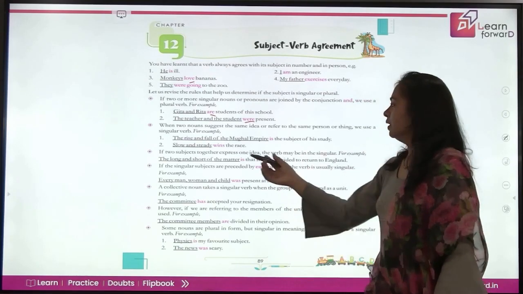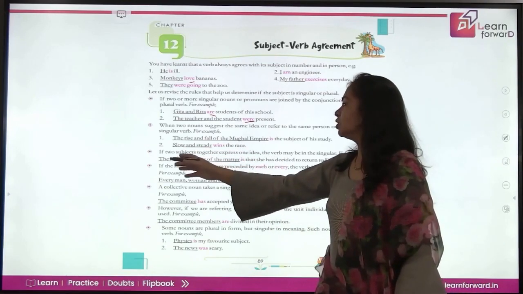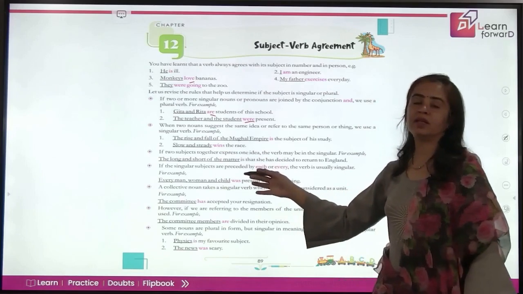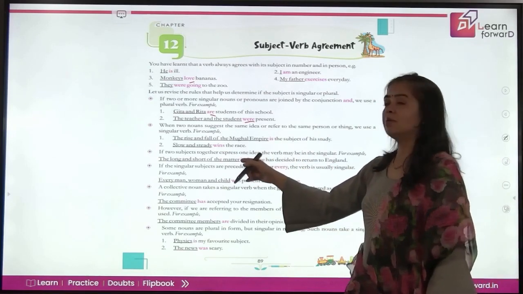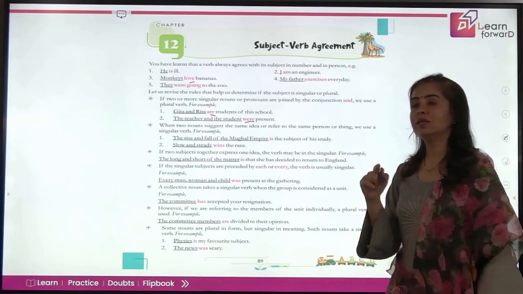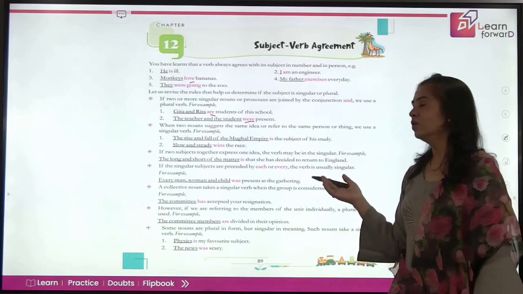Okay. Next, if two subjects together, they express one idea, like the long and short of the matter. So we are talking about the long and short of the same matter. So it is conveying you one single idea, is that she has decided to return to England.